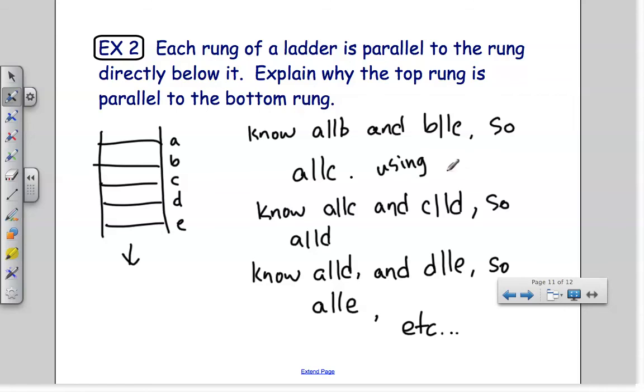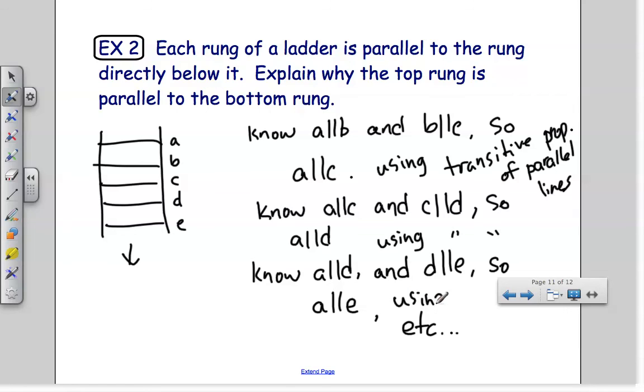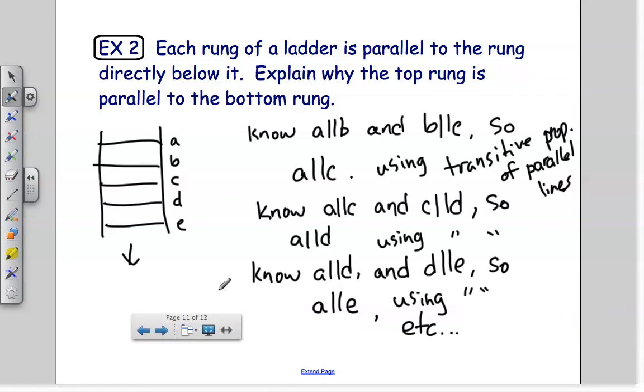Every single one of these is using transitive property of parallel lines. The property we just talked about, using transitive property of parallel lines. And here we did this using, again, transitive property of parallel lines. Again, we use transitive property of parallel lines over and over. A situation when you can use that.